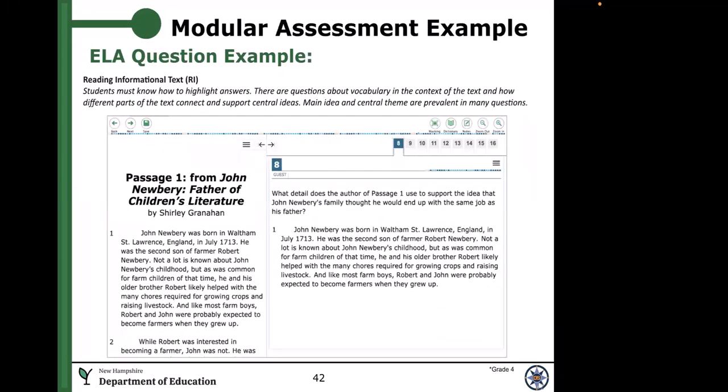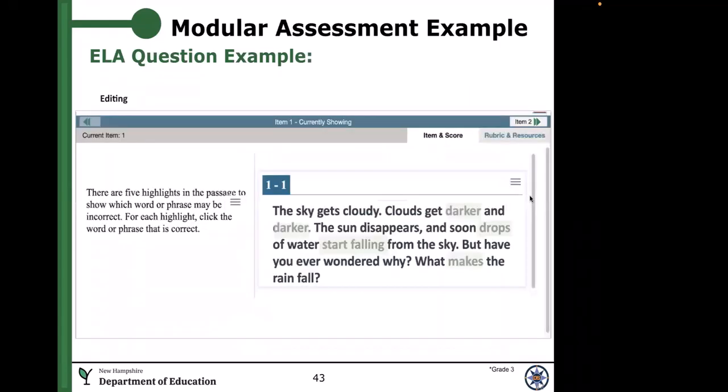This is a reading informational text example from grade 4, same type of thing. You can see now that I might be on the second set of questions because it's starting with question 8. They basically have to highlight the detail that is pertinent to this particular passage and supports a specific idea from the passage. And again, some general information up at the top. All of these will be in your modular example documents.